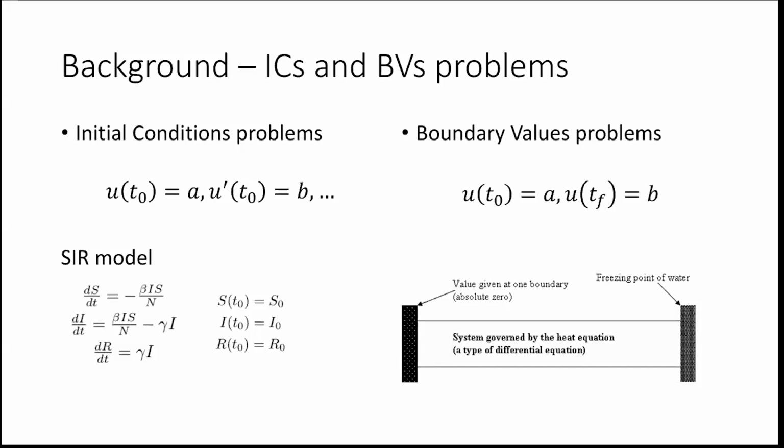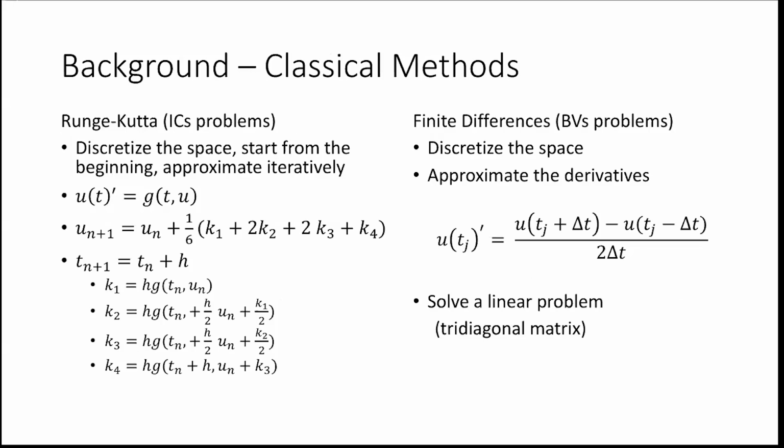Some classical methods that solve this kind of problem are Runge-Kutta, for example, usually used for initial condition problems, where we discretize the space, start from the beginning, where we have T0, and then iteratively approximate the function. I have just an example of a fourth order Runge-Kutta, where, of course, we approximate the function iteratively in all the points in the interval.